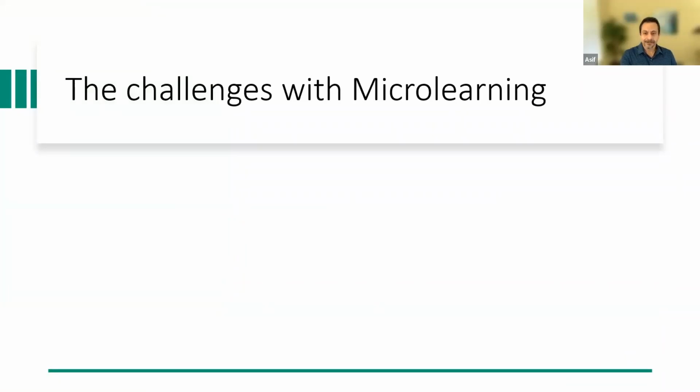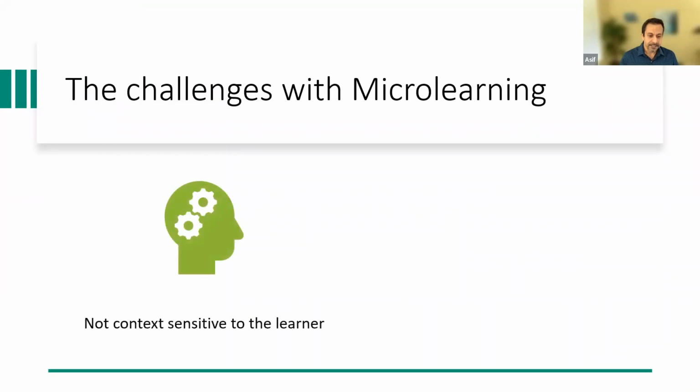See, at this point in time, if I had all of you in front of me, physically, I would ask you for some answers, and we could do that in chat, but we have so much to cover. I'm going to keep going through this over here. So I see two main challenges with microlearning. First one, there's no context sensitivity to the learner, okay?